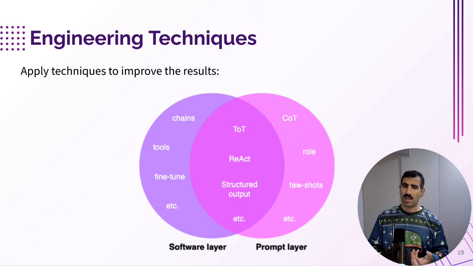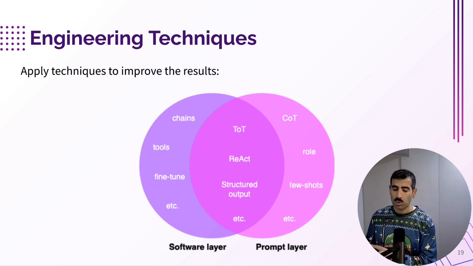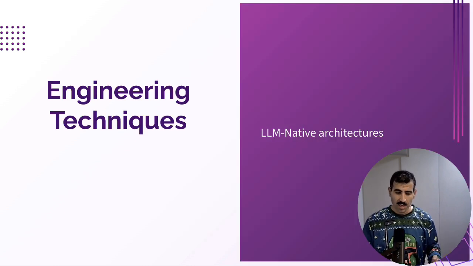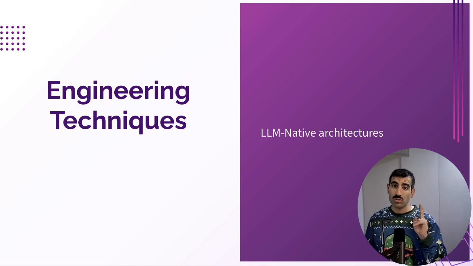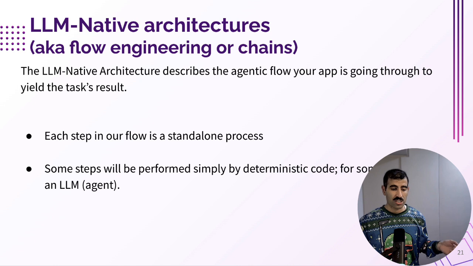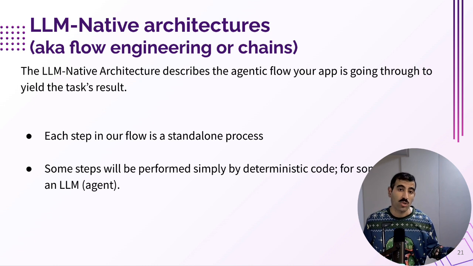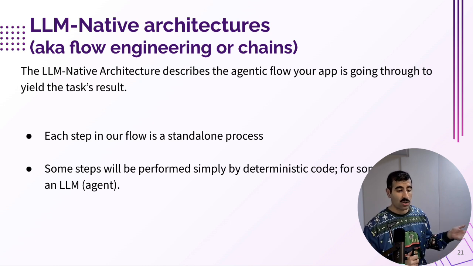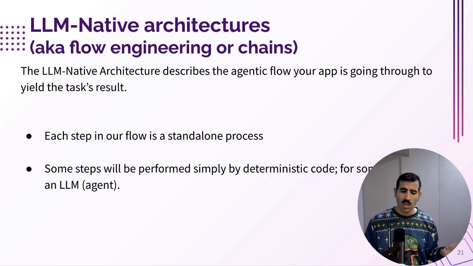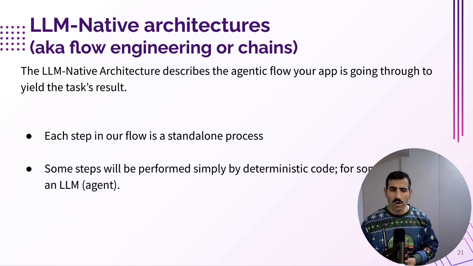And we need to try and think about what we want to achieve and how we achieve it. I want to focus today on two critical techniques. The first one is the LLM native architecture. All right. So simply put, it's just an architecture. Some people call it flow engineering or chains or workflow. It's all the same. It's simply an architecture.